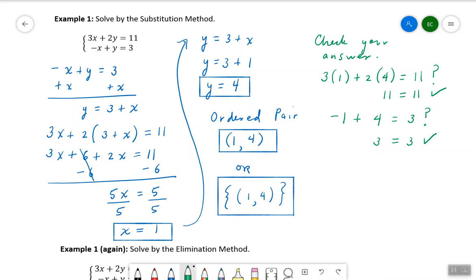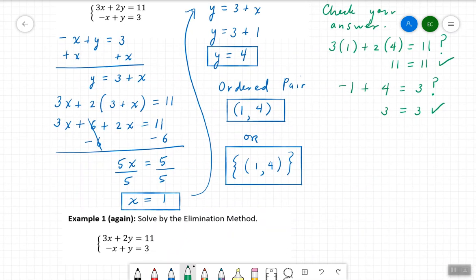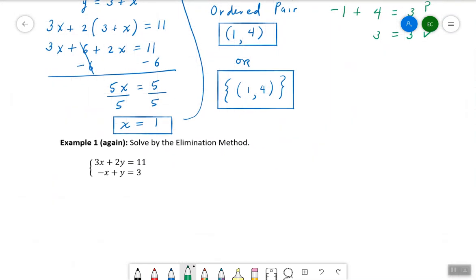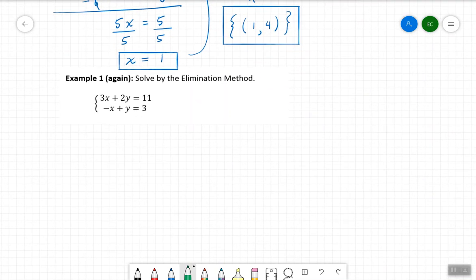Okay, so that's the substitution method. That's a quick review. Let's go on and learn about the elimination method. Let's do the same problem again. So of course we'll get the same answer, (1, 4). This time we'll solve by the elimination method.